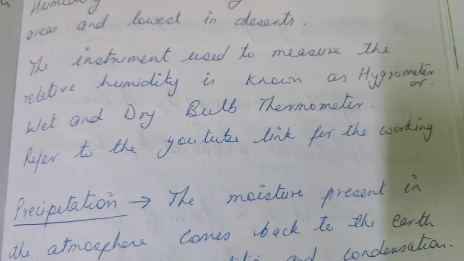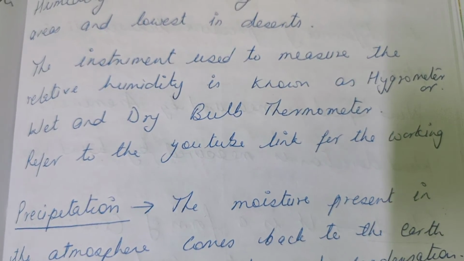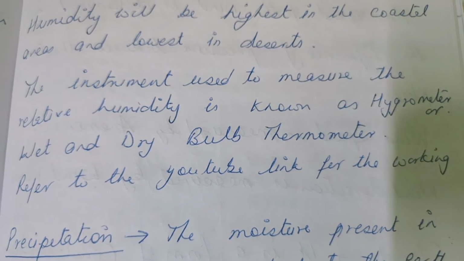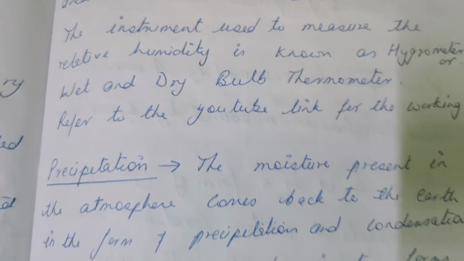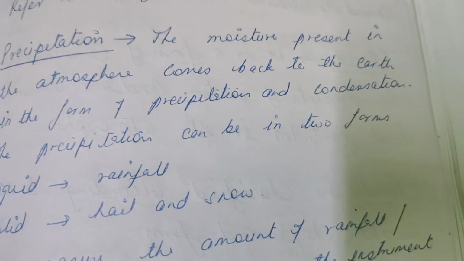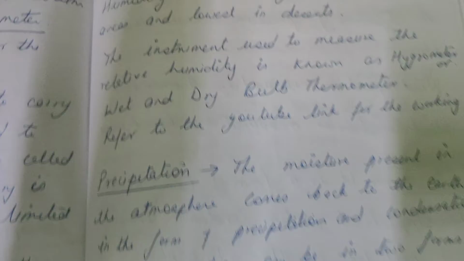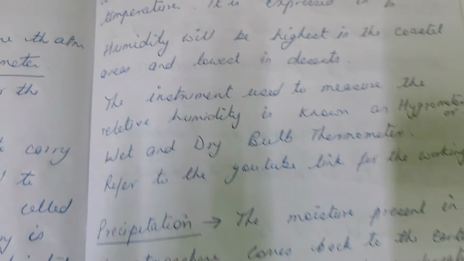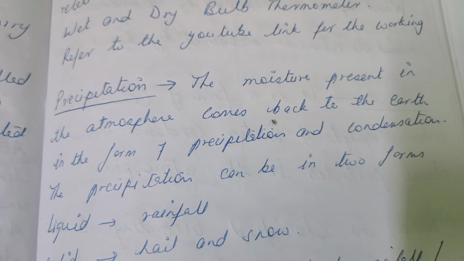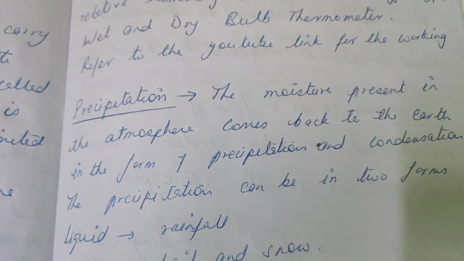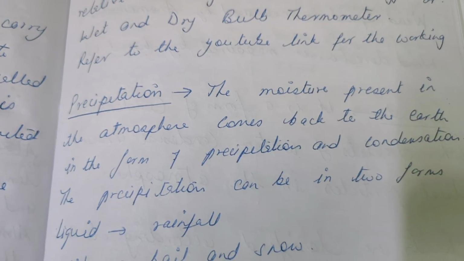The instrument which is used to measure the relative humidity is known as hygrometer, which is also called wet and dry bulb thermometer. I'll be extending the YouTube link for the working of this instrument as well. And the next element is precipitation. Now, whatever amount of humidity is present in the atmosphere will condense, and when it condenses, it will form clouds, and that droplet of water will fall on the surface of the earth. That is called precipitation.